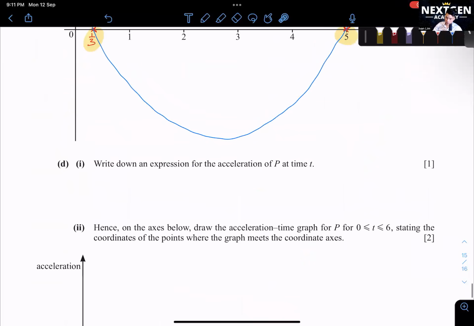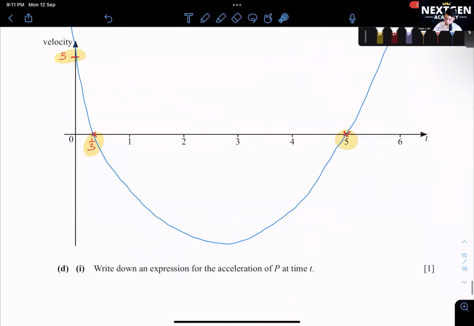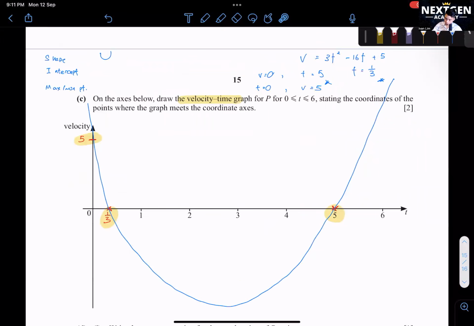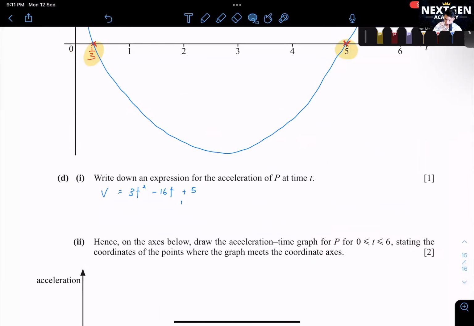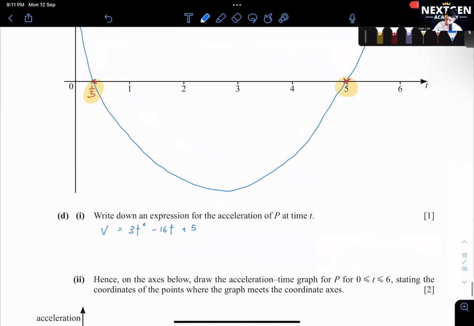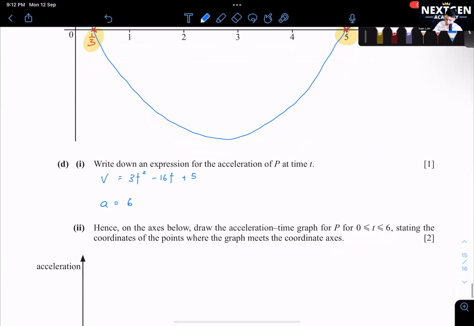Last 2 questions. Write down an expression for the acceleration of P. So what we have here is V. You differentiate V, you get A. So A will be equal to 6t minus 16.